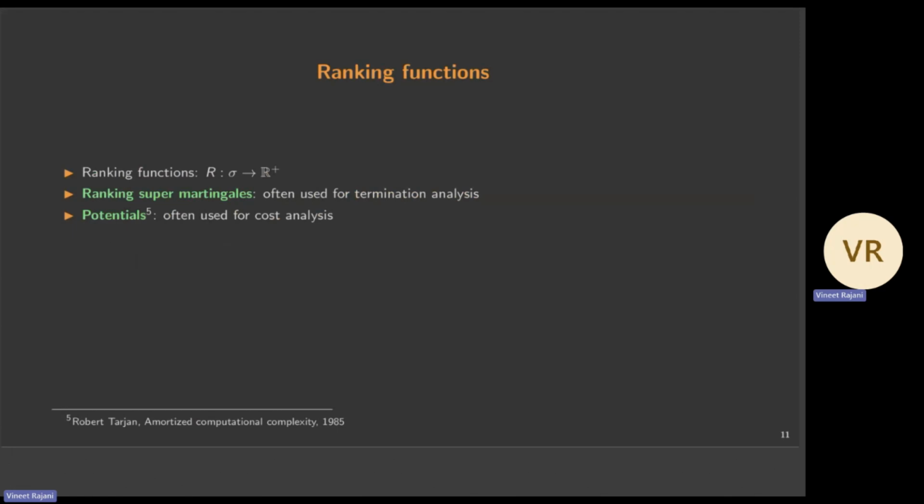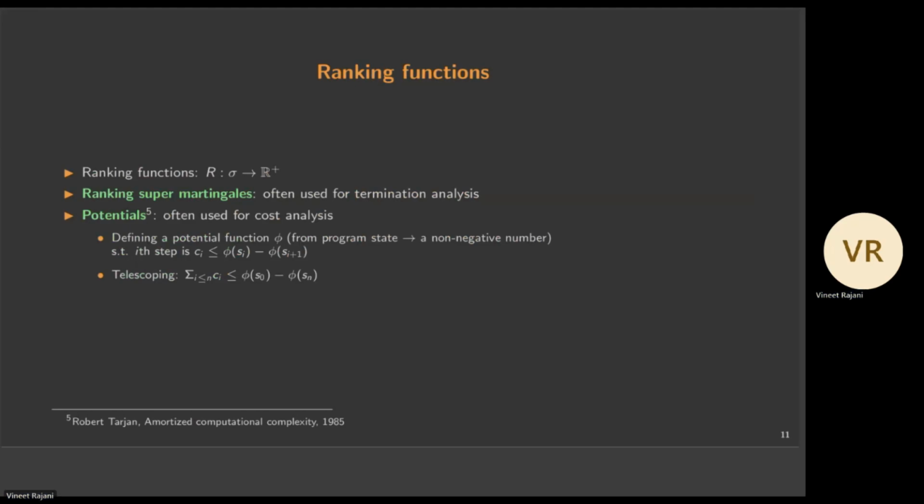Now, as far as I know, potentials or the method of potentials originated in the amortized computational complexity literature. And the key idea is basically the following. You choose a potential function phi such that the cost of the ith step is upper bounded by the change in potential from the ith to the (i+1)th step. And then you just telescope over the n rounds to obtain a bound over the total cost as the difference between the initial and the final potential.